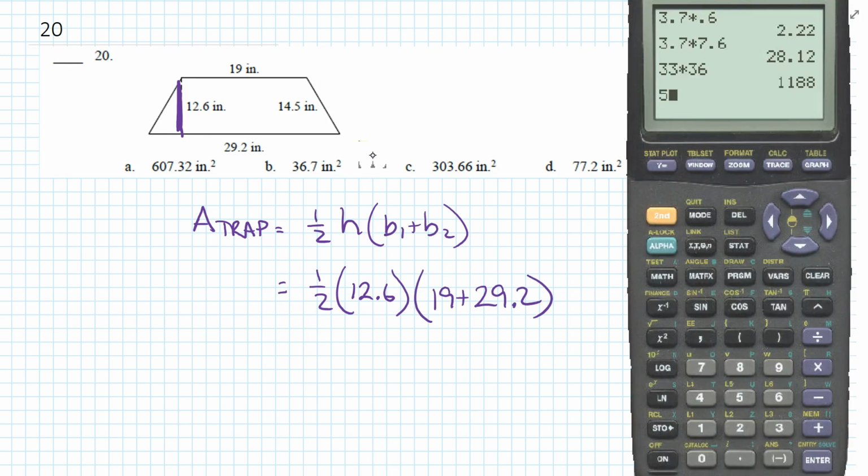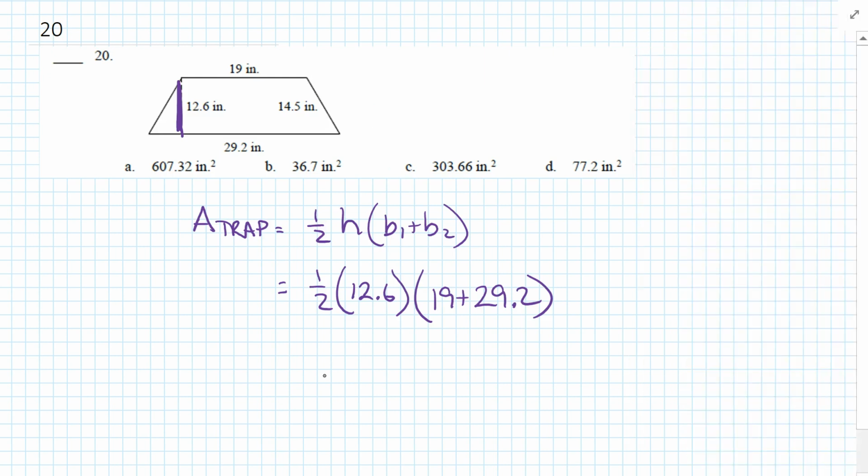So 0.5, because that's 1/2, times 12.6 times, get your parentheses, of 19 plus 29.2. 303.66. Answer C.